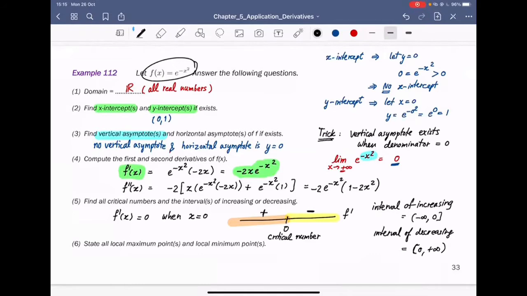A local maximum. So a local maximum point is, well, when x equal to 0, y equal to 1. Right? You've already plugged in x equal to 0, so you get y equal to 1. So this point is also the intercept and also the local maximum point. So you just gained more information now.